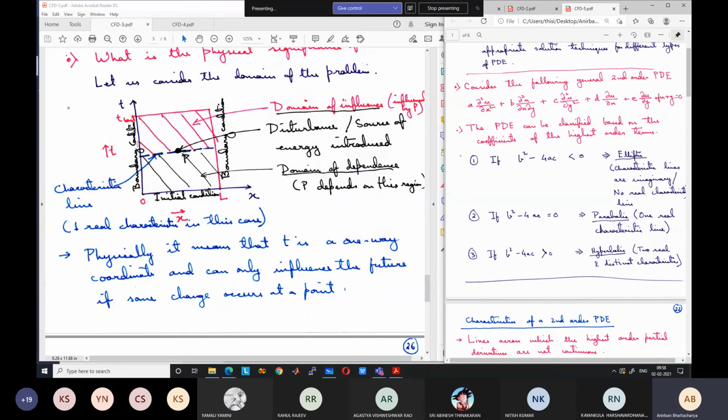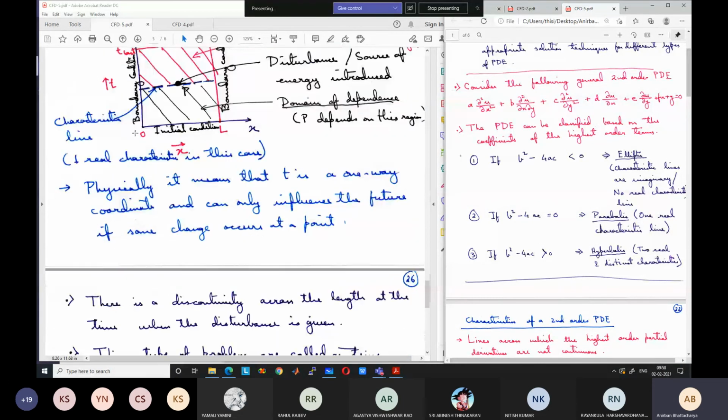One feature of this type of problem is that for the time direction you have only one condition, only for time t equal to 0. You cannot have a condition for t equal to t last, because of the one-way nature of the coordinate.